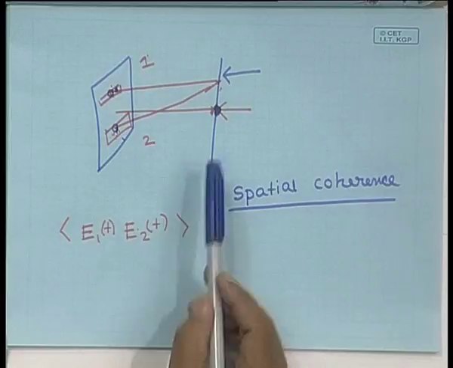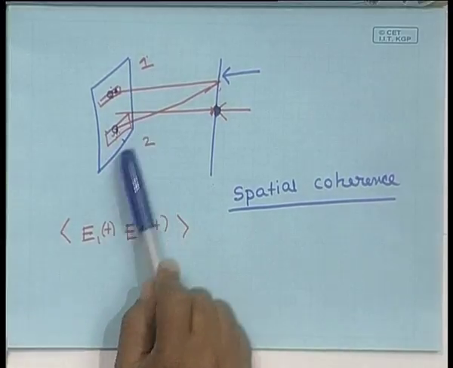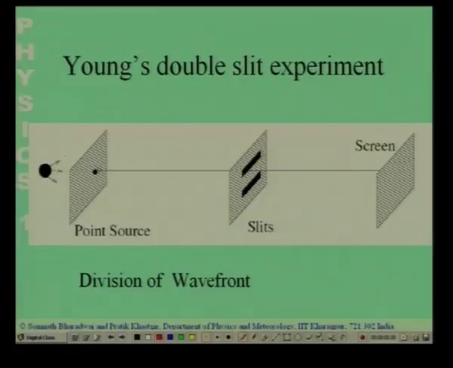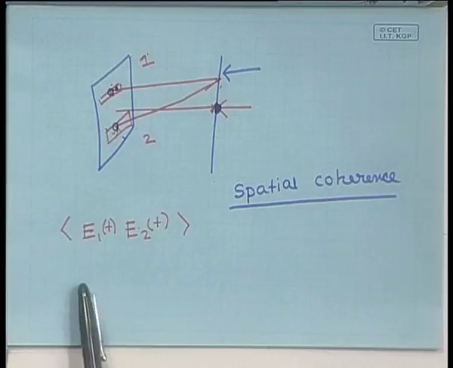So, the point at the center of the screen is measuring the spatial coherence of the wave that is produced by this source. At the center of the screen you essentially measure the spatial coherence of the wave between these two points, between these two slits. And we have already calculated this quantity at the center of the screen. We shall take up the interpretation of that in terms of coherence in the next lecture.